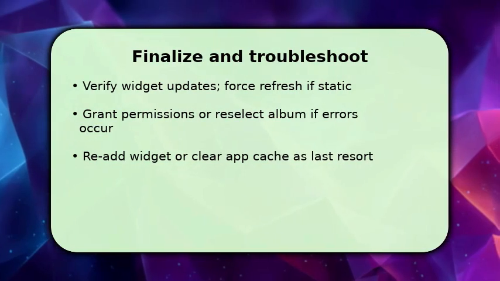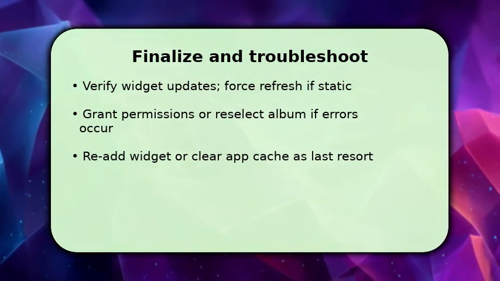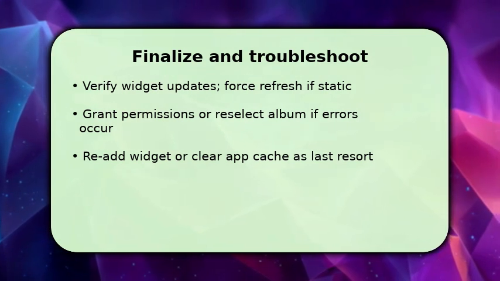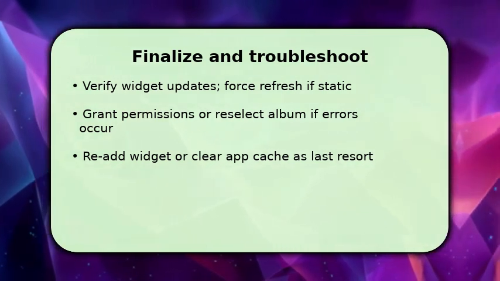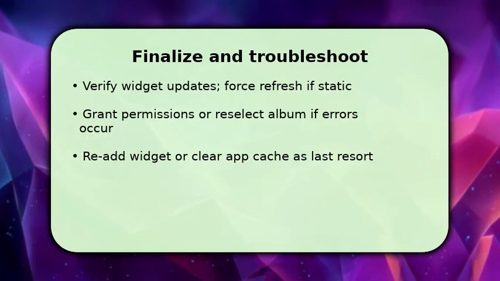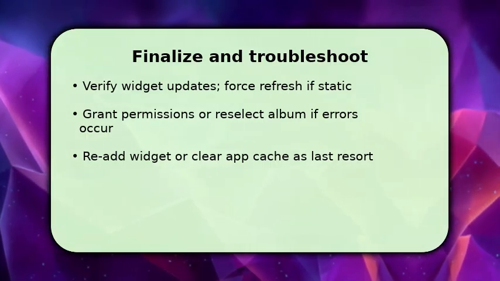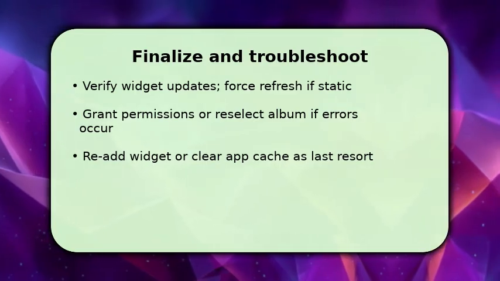You finish by confirming images update and display correctly. Observe for one full cycle if using a slideshow. If the widget shows a blank or old photo, make sure the app has photo permissions and that the chosen album is not in cloud-only format. Switch images to local storage if needed.